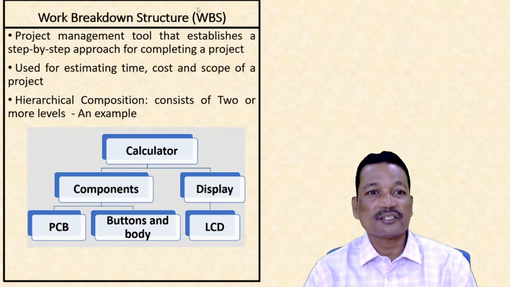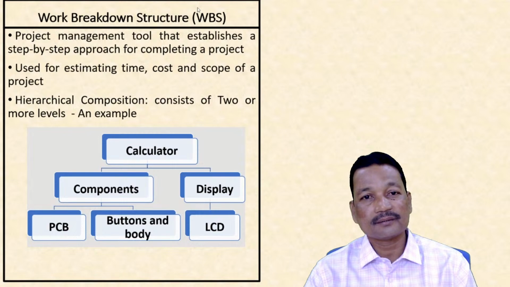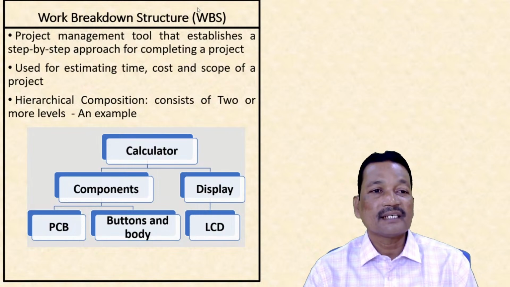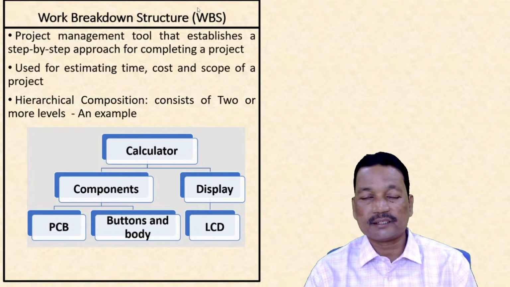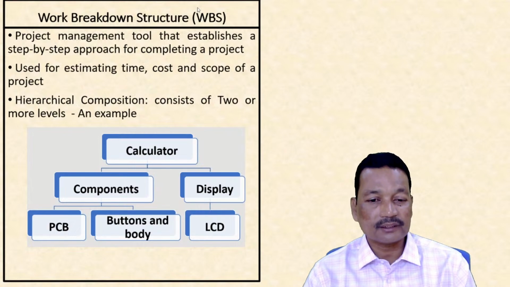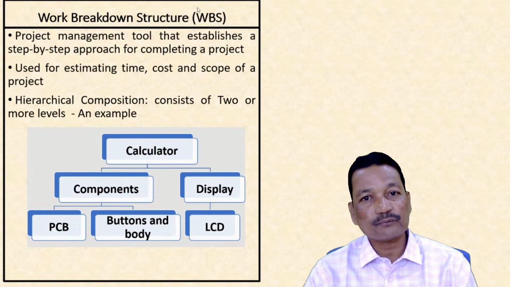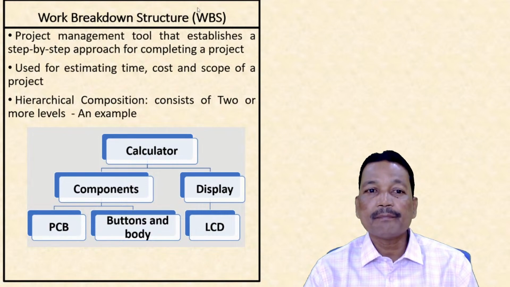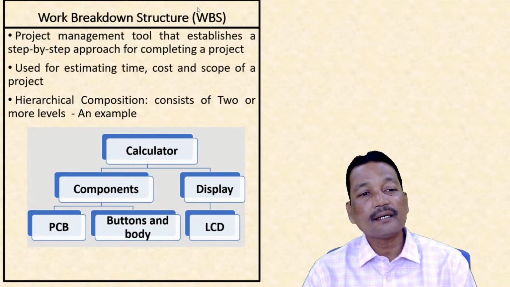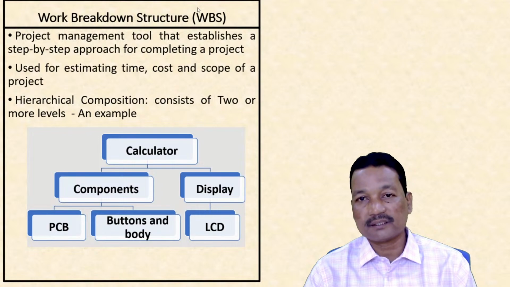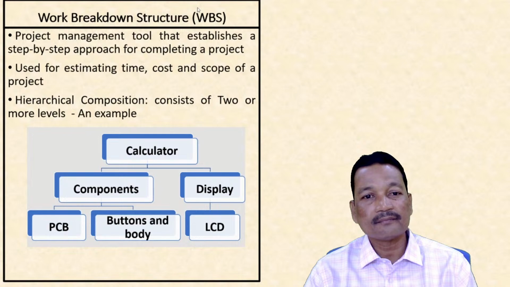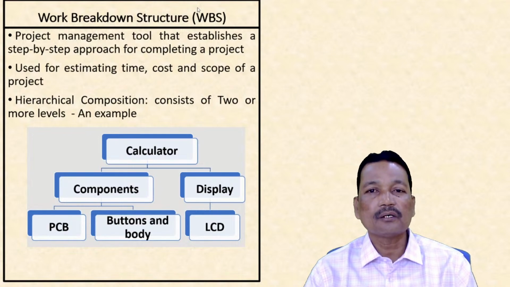So these kinds of structures are called work breakdown structures or WBS. What is it? It is a tool that establishes a step-by-step approach for completing a project. As we discussed just now in our example, I also have an example on the screen which you shall see just now. Yes, it is a step-by-step approach for completing a project. It estimates time, cost, and scope of a project. And it is a hierarchical composition consisting of one or more levels. With two levels, it is a simple project, a simple work breakdown structure. With more and more levels, we get into more and more complex projects.